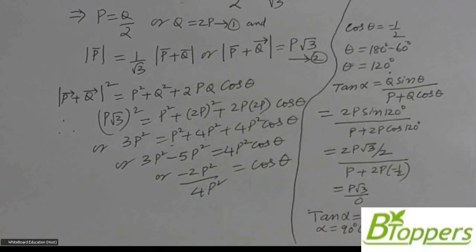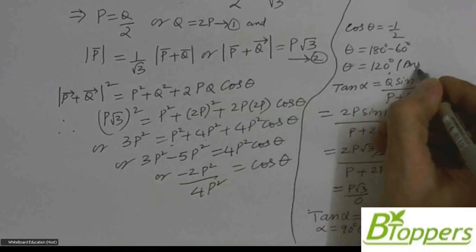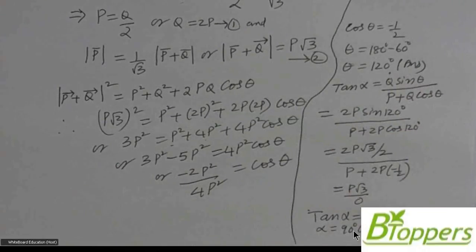So here alpha is the angle made by the resultant of the two vectors p bar and q bar with the first vector p bar. So the answers are 120 degrees and 90 degrees. That means the angle between p bar and q bar is 120 degrees. The angle between resultant and first vector p bar is 90 degrees.